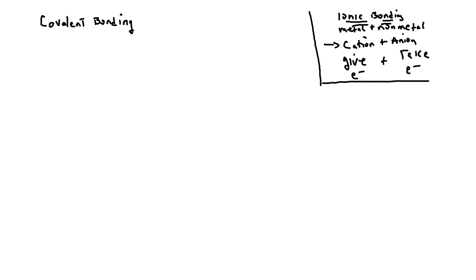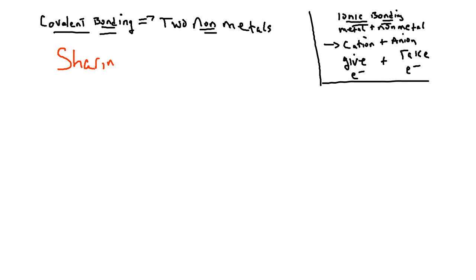Okay, covalent bonding is going to be between two nonmetals. And oh, it's so wonderful, covalent bonding. Why? Because covalent bond is going to involve the sharing of electrons. They share electrons, sharing of electrons.